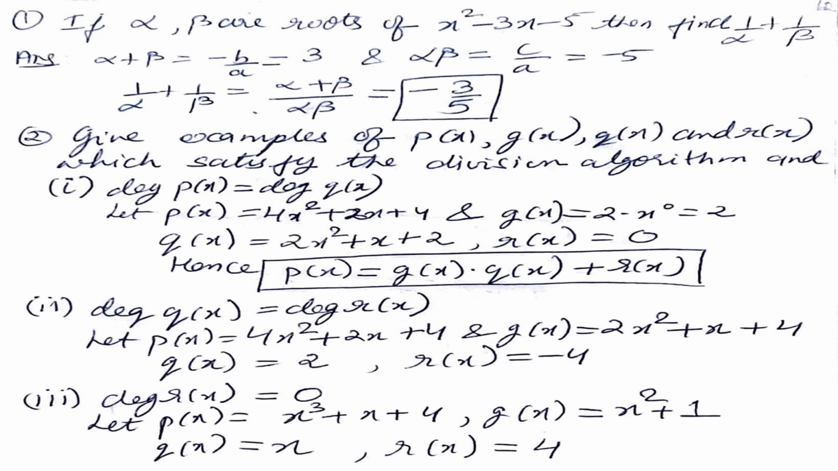Third case, the degree of r(x) should be equal to 0, means r(x) should be a constant. The previous example will also suffice. You can take another example also. Let p(x) equal x cube plus x plus 4. Consider g(x) as x square plus 1. q(x) will be equal to x, because when you multiply x into x square plus 1, you will get x cube plus x. So what will be the remainder? Remainder will be 4. 4, or 4 into x raised to 0, will be of degree 0. It is a constant. So r(x) equal to 4 will satisfy degree of r(x) as 0.